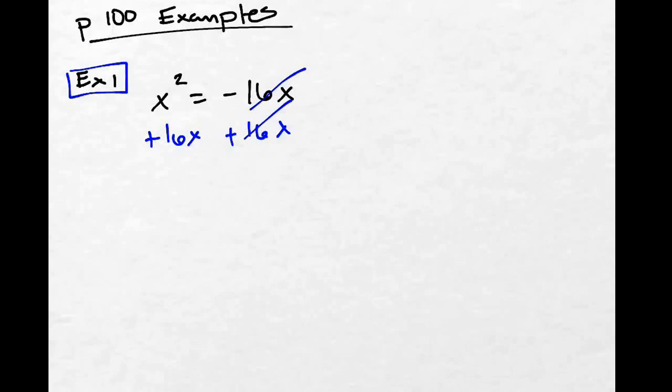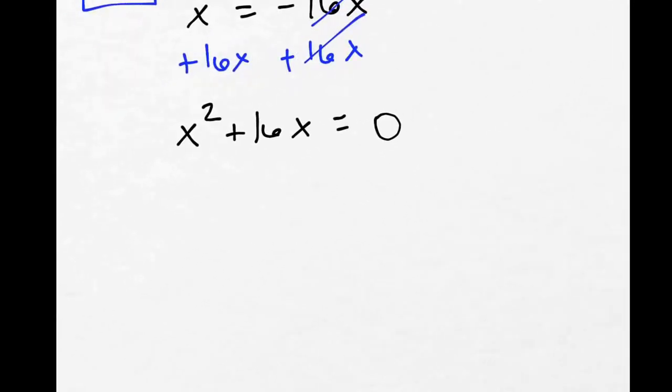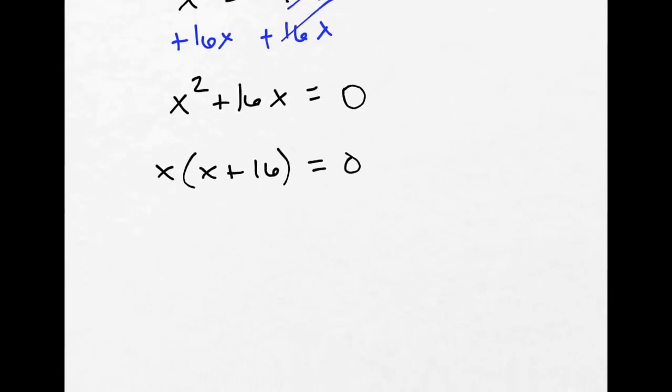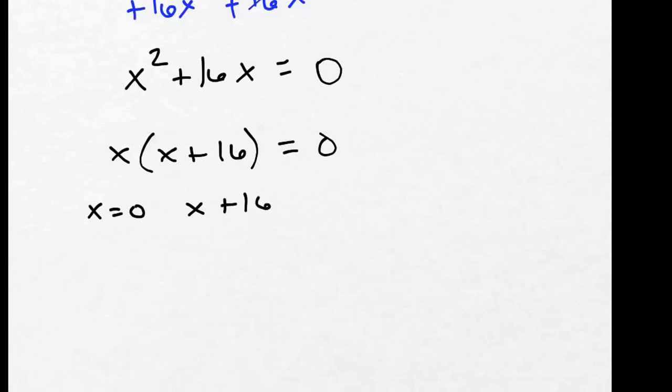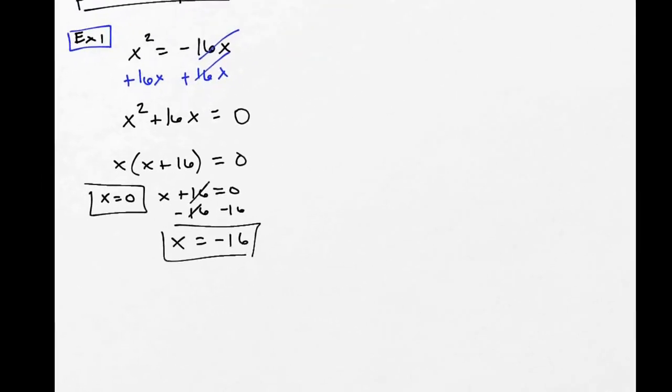So that goes away. And then I get x squared plus 16x equals 0. And then I can factor out an x. That would be x times (x plus 16) equals 0. And then set each piece equal to 0. So I get x plus 16 equals 0, as well as x equals 0. And I solve, and there we have it. That's the first example. I get x equals negative 16 and x equals 0.